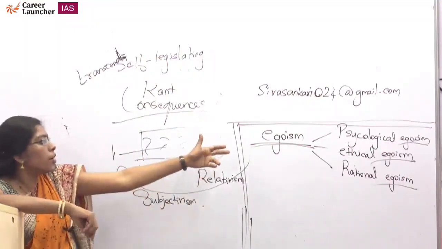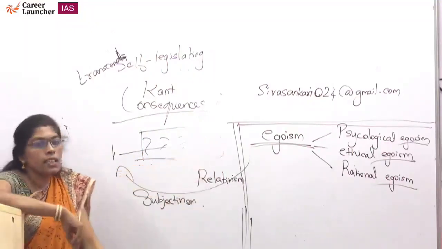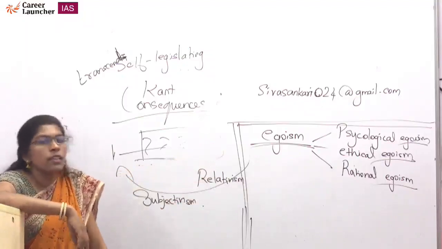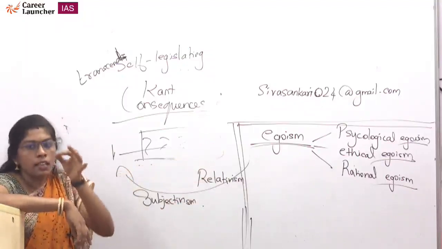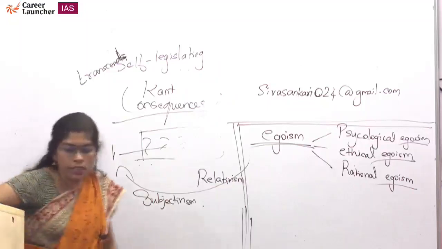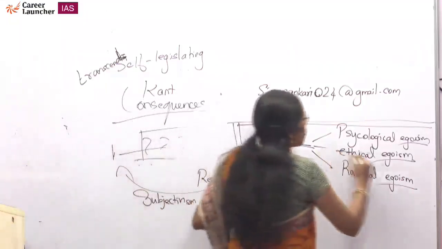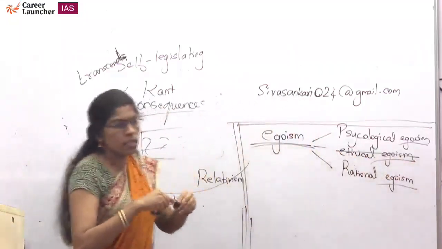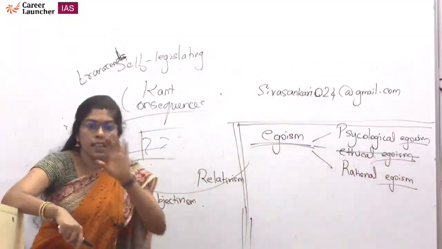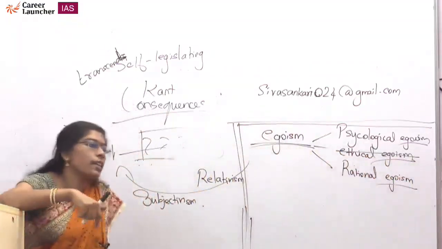Then ethical egoism is saying that there is an ethical theory which supports that it is right if a person is acting in his own interest. That is why now we are rejecting this theory. We are not following this ethical egoism theory, because ethical egoism says that it is right to act in one's self-interest. If you say like that, what will happen?